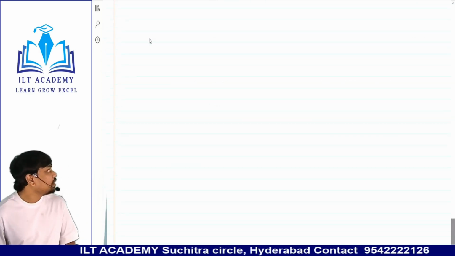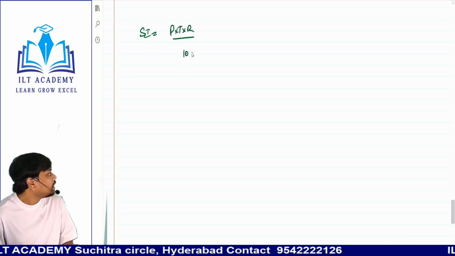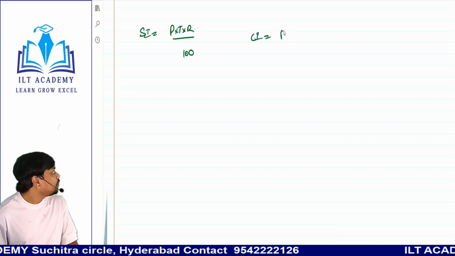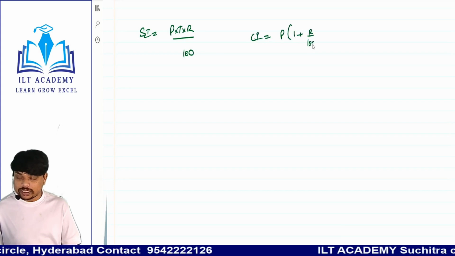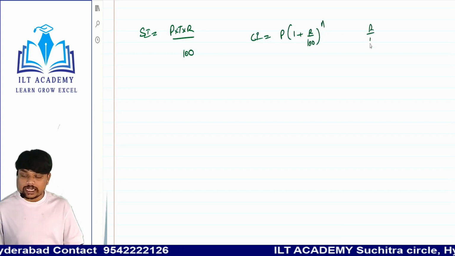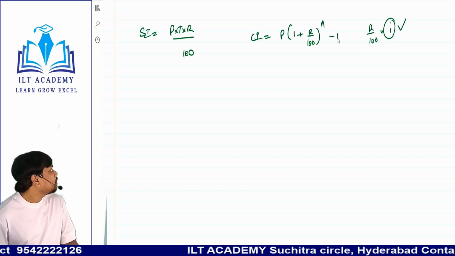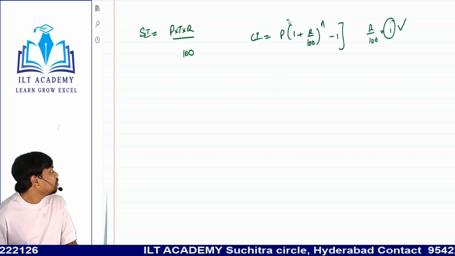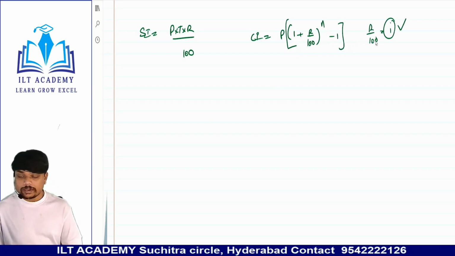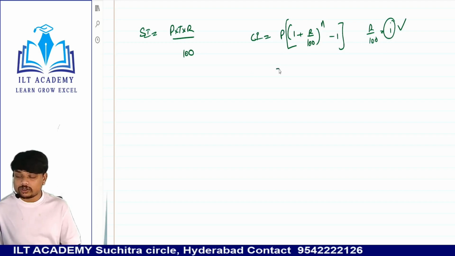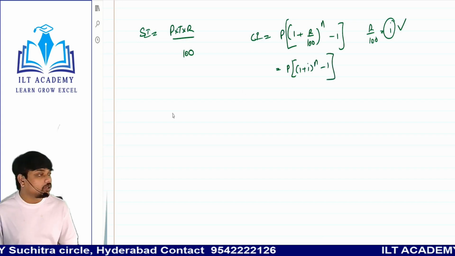Now compound interest. Just like the simple interest formula is p into t into r upon 100, similarly for compound interest we can bring the formula as p plus p into 1 plus r upon 100 whole power n. Sometimes r by 100 can be represented as I also. So we can write the formula as p into 1 plus r by 100 whole power n minus 1, or as p into 1 plus I whole power n minus 1. This is the formula for compound interest.